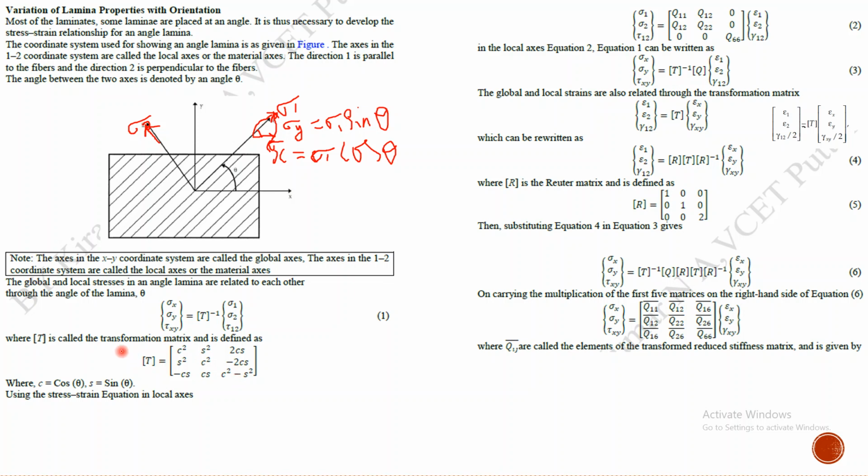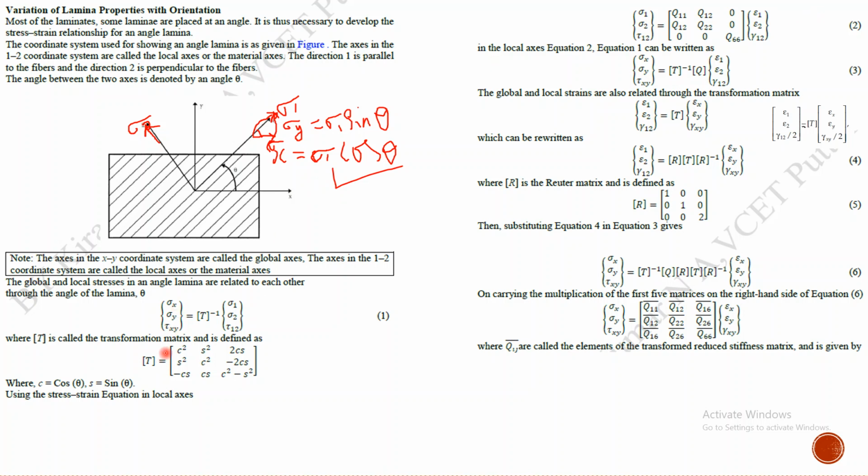So what is the transformation matrix? It is nothing but c square, s square, 2cs; s square, c square, minus 2cs; minus cs, cs, c square minus s square. And you should not be confused about what c and s are. C is nothing but cos theta, s is nothing but sin theta. That's it. You don't need to worry much about how it came about. It is nothing but vector analysis, as I said previously.